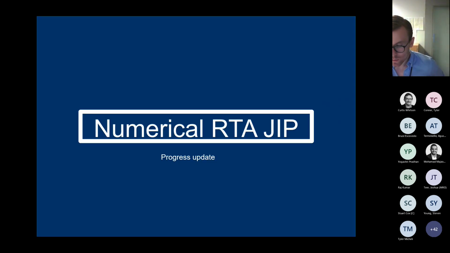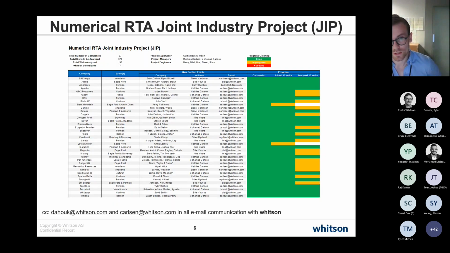So when it comes to the project, there's a lot of participating companies, and the companies have different objectives as well in how RTA can provide value to their day-to-day work. This is the overall list of all the JIP participants, and the goal for this quarter leading up to this session has just been to get a first iteration of at least 10 wells per company in the software when it comes to the workflow.